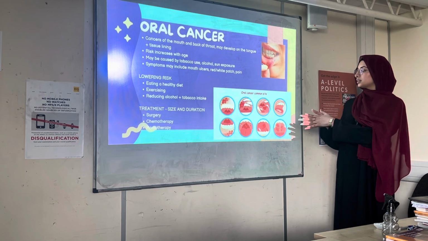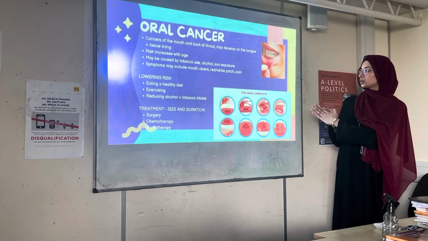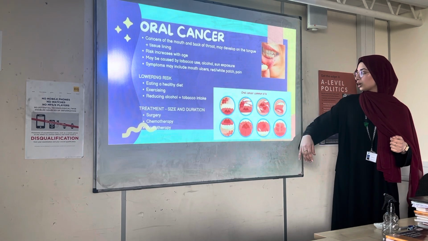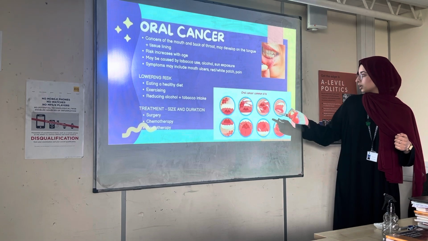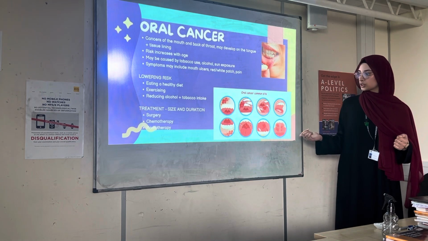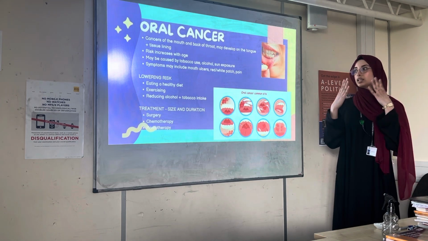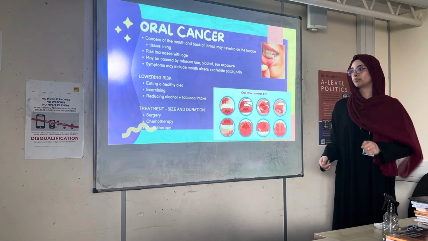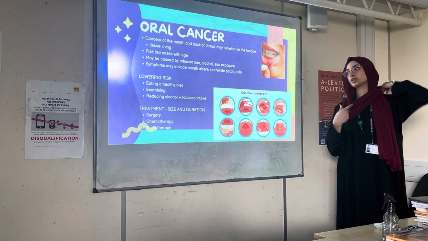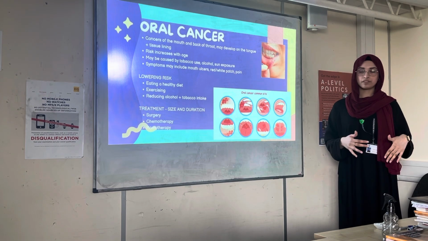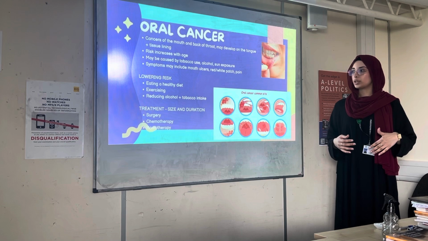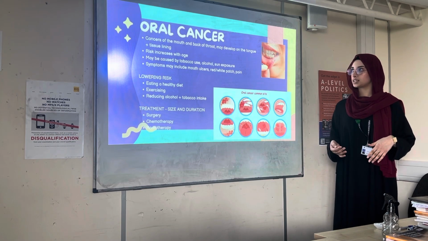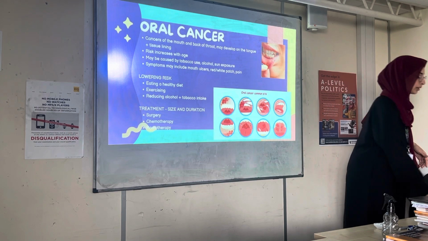So these are the most common sites for oral cancer. Over here, the lining in your mouth, or maybe your tongue, the roof of your mouth, just those kinds of areas, anywhere in your mouth region. And treatment obviously depends on the size of your tumor and how long it's been there. The three most common ways of treating this are surgery, chemotherapy, and radiotherapy, like in many other cancers.